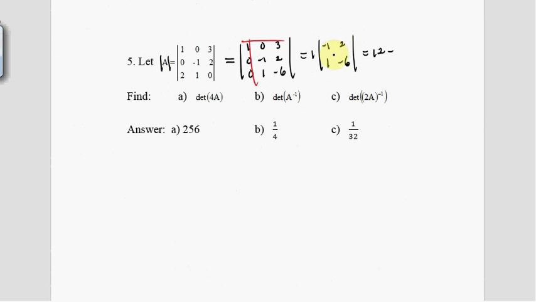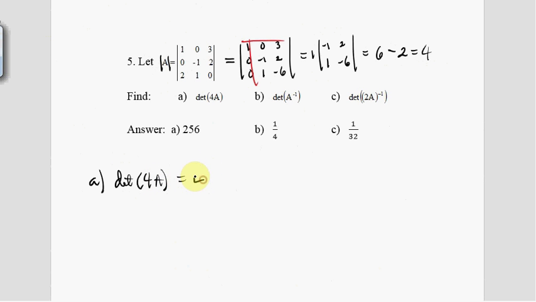minus 2. So I get 10. Oh, it's a 6, excuse me. I thought my negative 1 was a 2. So this is 6 minus 2. This old pen again doesn't want to work. It's 4.